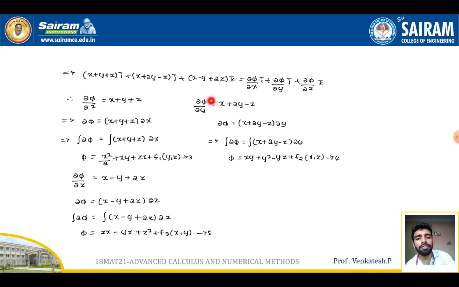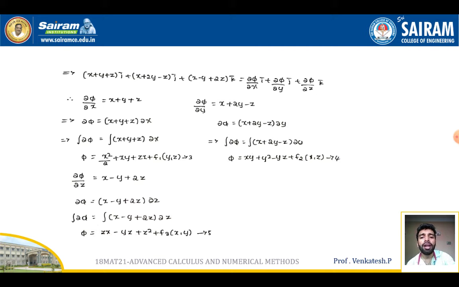Similarly, on integrating this one with respect to y, treating x, z constant, I'll be getting the equation like pi is equal to xy plus y square minus yz plus f2 of x comma z. Similarly, from this equation, integrating with respect to z, I'll be getting pi is equal to zx minus yz plus z square, and the constant is f3 of x comma y. So now we have to estimate these constants f1, f2, f3 on comparing these three equations only.